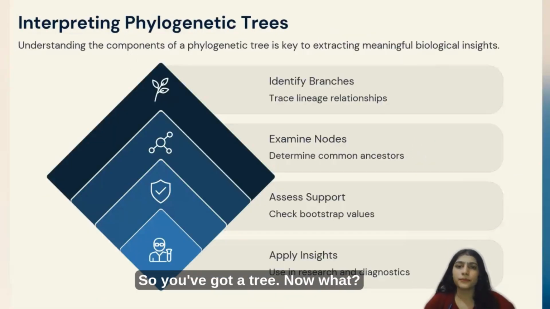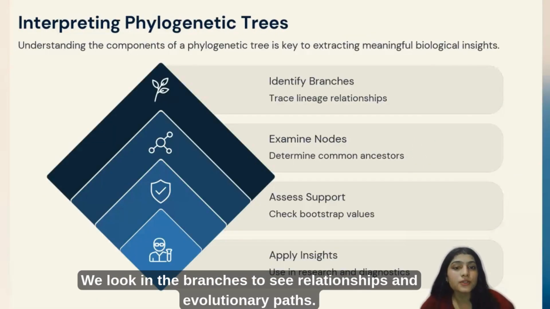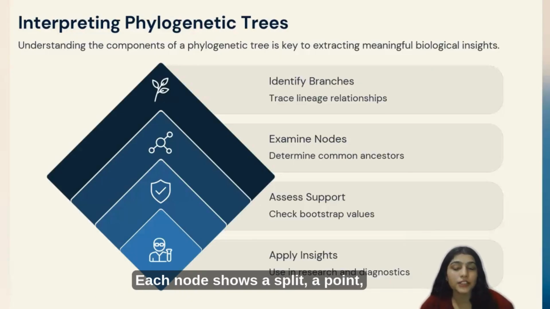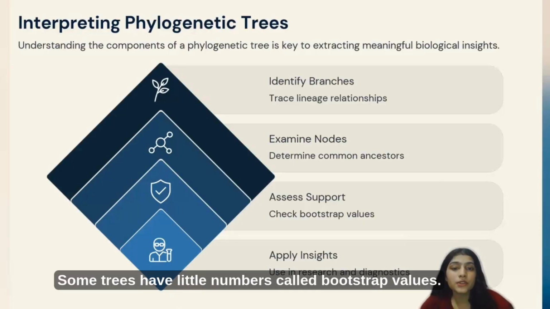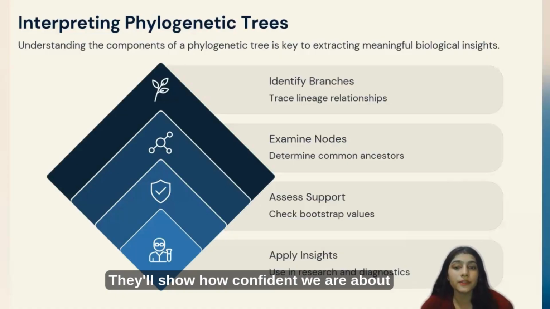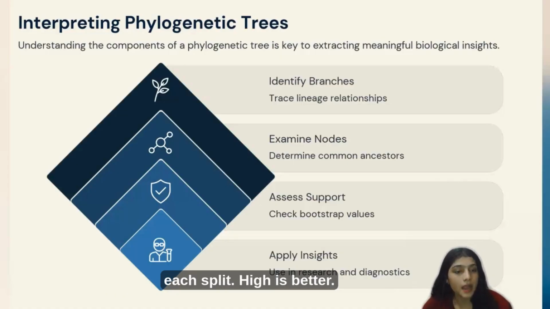So you've got a tree. Now what? We look at the branches to see relationships and evolutionary paths. Each node shows a split, a point where one species becomes two. Some trees have little numbers called bootstrap values. They show how confident we are about each split. Higher is better.